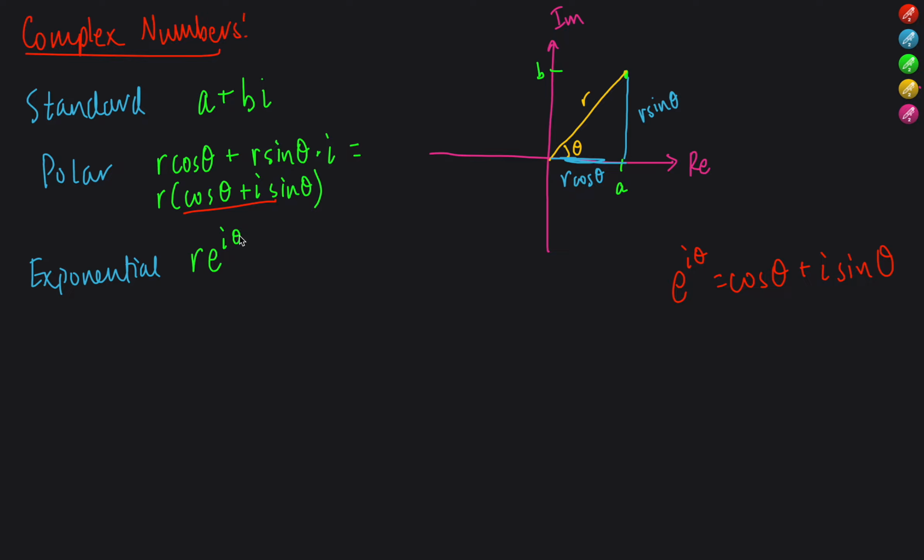So these are the three ways of representing complex numbers in the plane. You have standard, you have polar, and you have exponential.